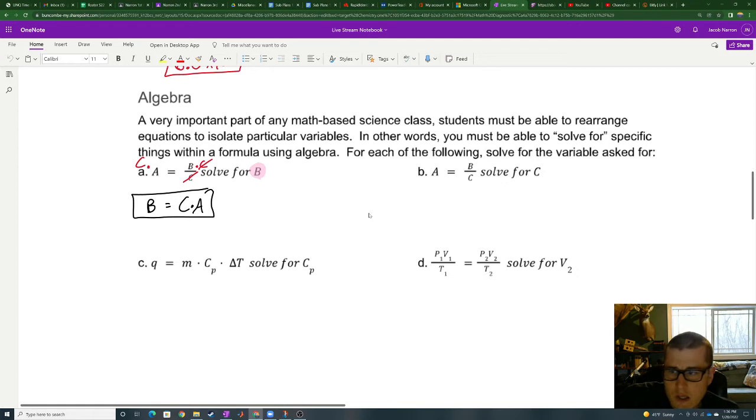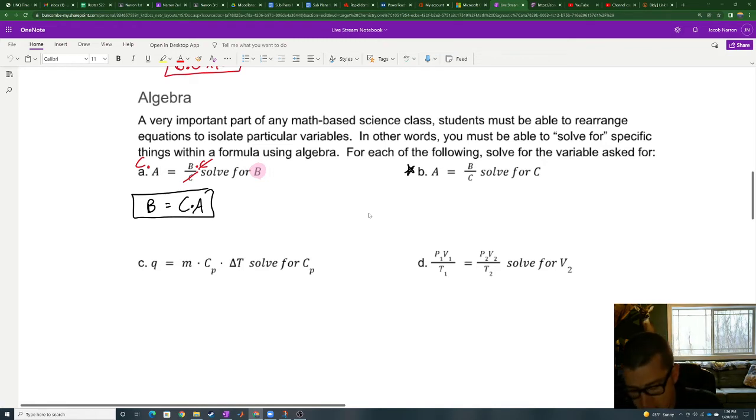A equals B over C, okay? It's the same equation as before, but this time we're solving for C. Guys, for whatever reason, this right here is the hardest thing for students to do in this class. This is the hardest. When you have something in the denominator, that just confuses students. So understand this. There are a couple of ways we can do this problem. I'm going to show you the simplest way.